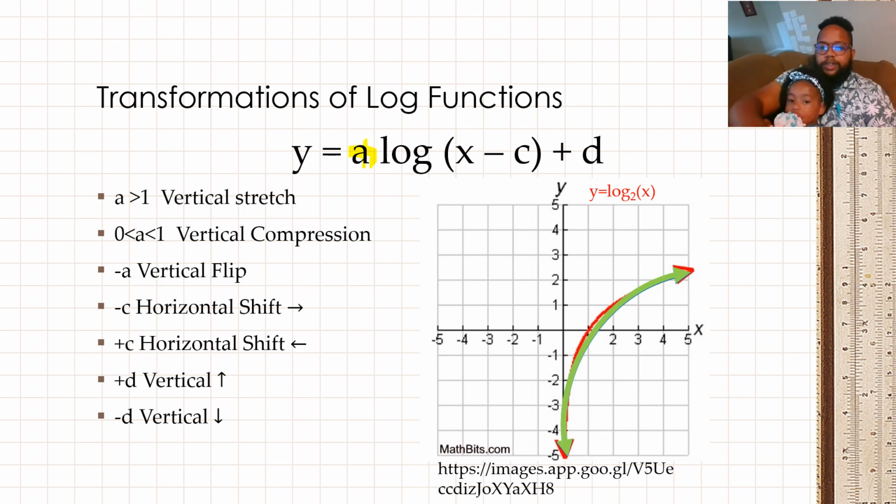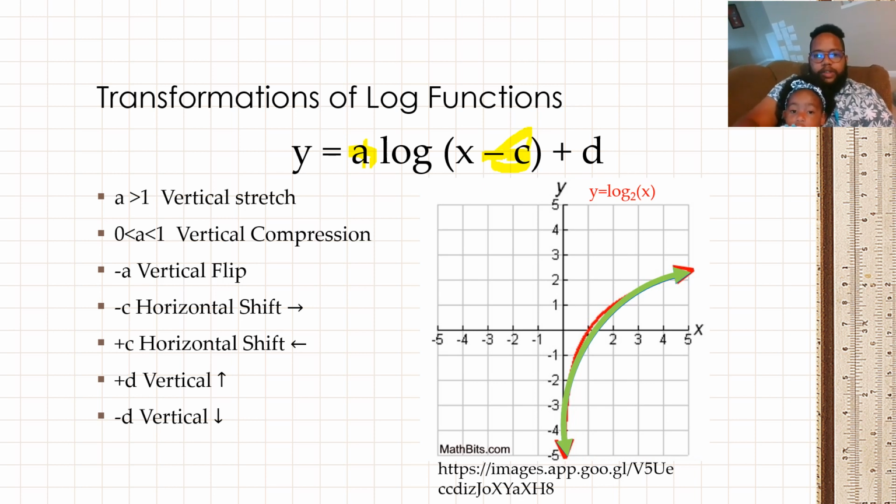C gives you your horizontal shift. C is located inside the parentheses. It's the one adding or subtracting with the x. Now, if c is positive in x minus c, you're going to have a horizontal shift to the right. And if you have x plus c, you're going to shift to the left. D is on the outside and it's adding or subtracting. That is a vertical shift. If it's plus d, it's going up. If it's minus d, it's going down.